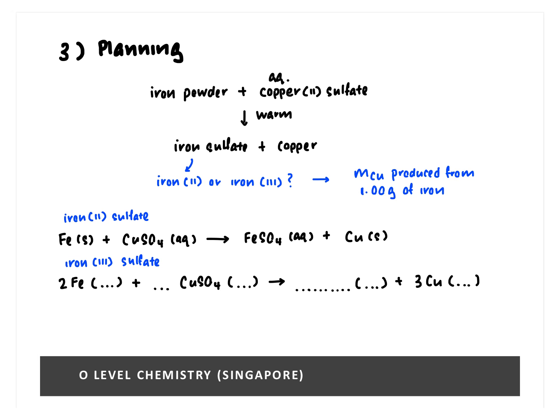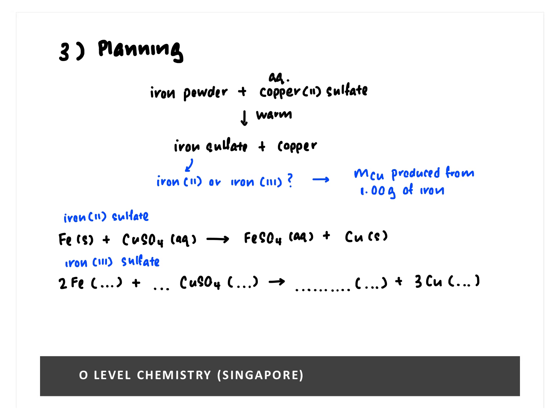The last question is a planning question. The question describes a metal displacement reaction where if you add iron powder into copper 2 sulfate solution, you end up with iron sulfate plus copper. And the question goes on to describe that the iron sulfate can be either iron 2 sulfate or iron 3 sulfate, which we don't know, and you're required to plan an experiment to find out.